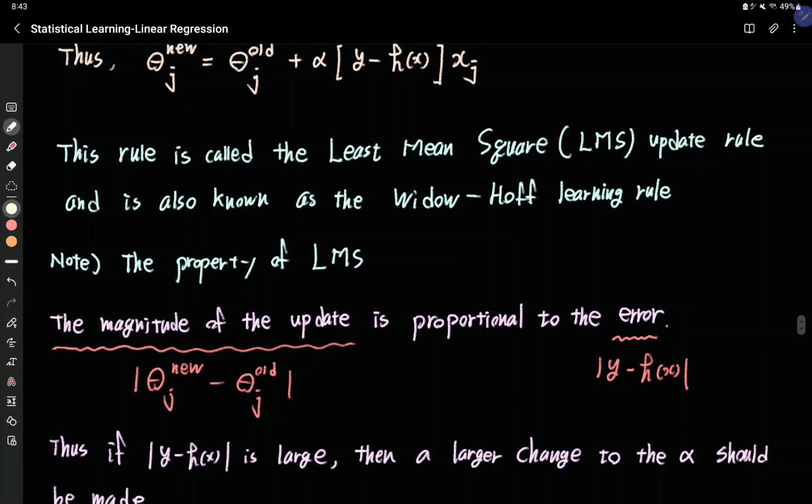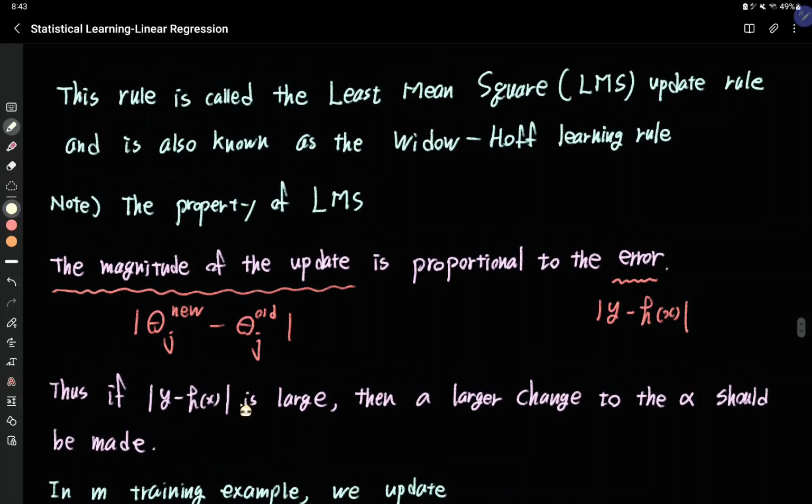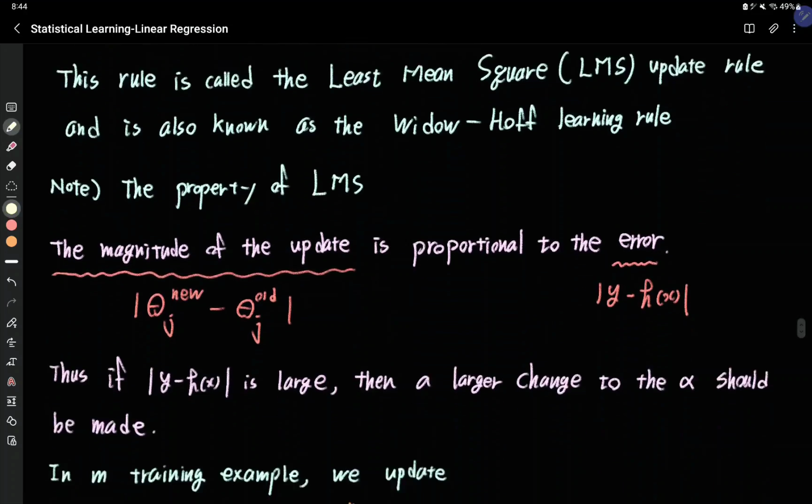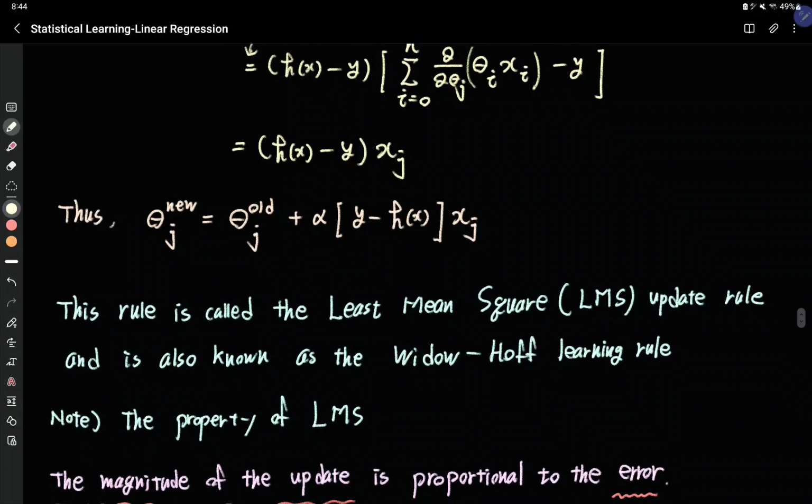Okay. So now, what does that mean? If the error is large, that means we need to significantly update theta. That's why we have to put a higher number to alpha. Okay, but normally alpha is set between 0 and 1.